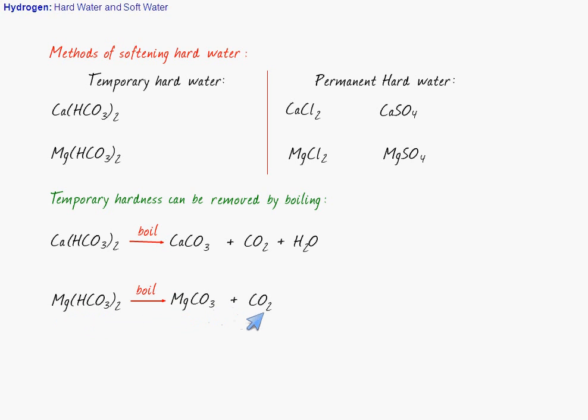Both of these, calcium carbonate and magnesium carbonate, are precipitates, they move out of water. When calcium ion and magnesium ion are removed, hardness of water is also removed. The main culprit ions are calcium ion and magnesium ion, they have to be removed. So here by boiling we have removed them as carbonates, calcium carbonate and magnesium carbonate.